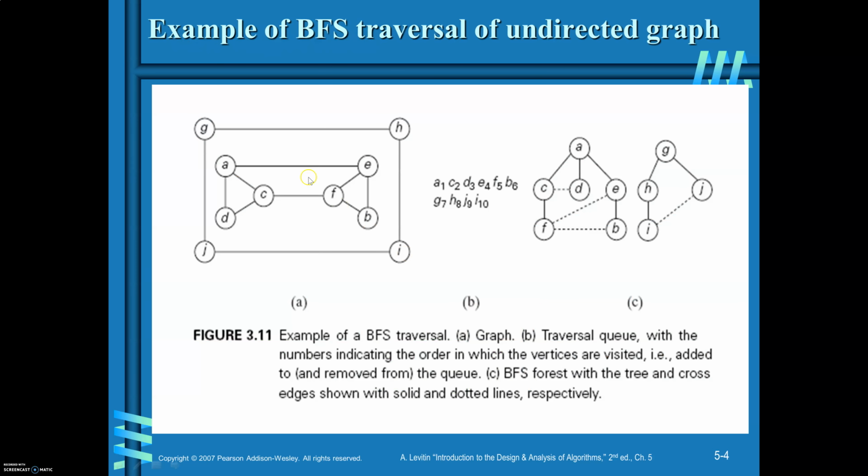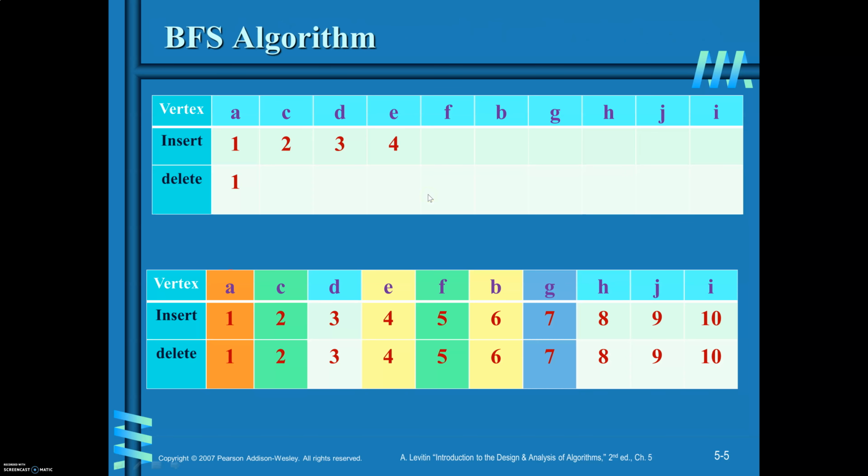We'll see here. So this is the graph. For this graph, I'll explain how this BFS algorithm will work. So start with A. Push this A into the queue. Then explore all its adjacent vertices C, D, E in lexicographic order. So C, D, E. Push that into the queue.